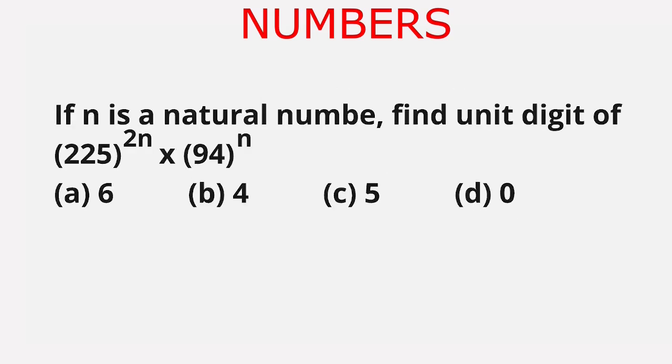Our question is, if n is a natural number, find the unit digit of 225 raised to power 2n multiplied by 94 to the power n. Given options are option A 6, option B 4, option C 5, option D 0.